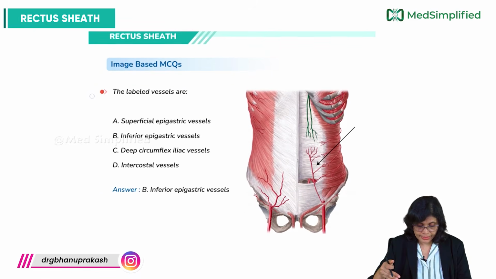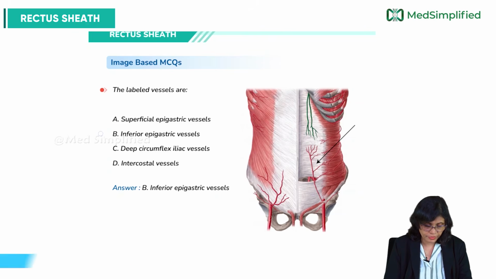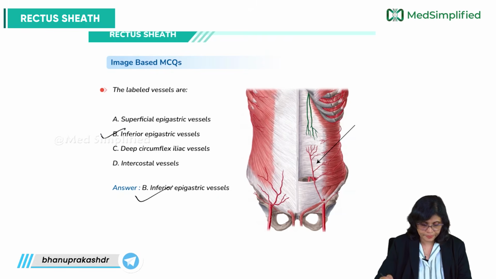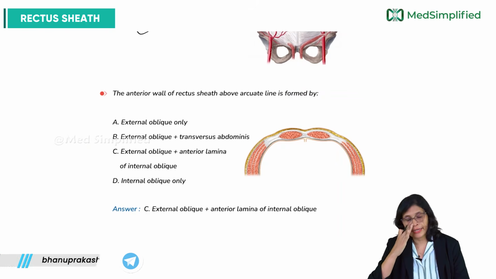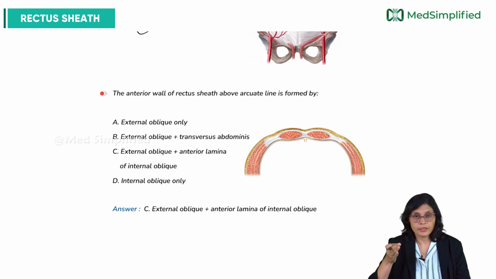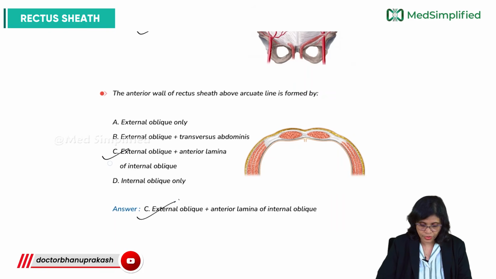The labelled vessels coming from below will be the inferior epigastric vessels, which we see within the rectus sheath. The anterior wall of rectus sheath above the arcuate line is formed by the external oblique and the anterior lamina of internal oblique muscle. So, which is the right choice? C is the right choice.